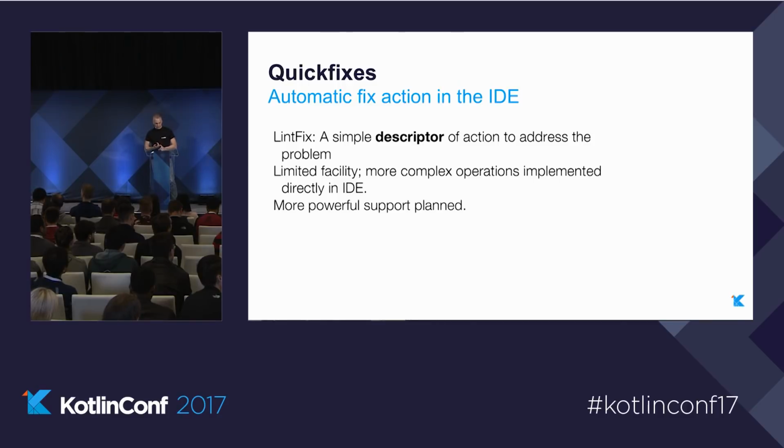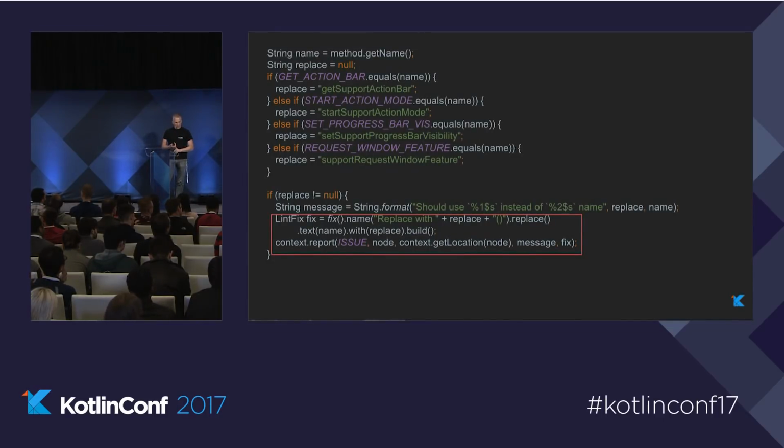Let's talk about quick fixes. So you can also package quick fixes with your custom checks. It's a pretty limited facility, I have to warn you. What you're providing is basically a descriptor of how the IDE should address the problem, and then there's an actual implementation on the IDE that executes that description. So here's an example. We have a lint fix for a check, which is suggesting that you replace some calls with some other calls. So we basically name our quick fix, and we do a string replacement, and then we pass it into the report method, and then the rest just works.